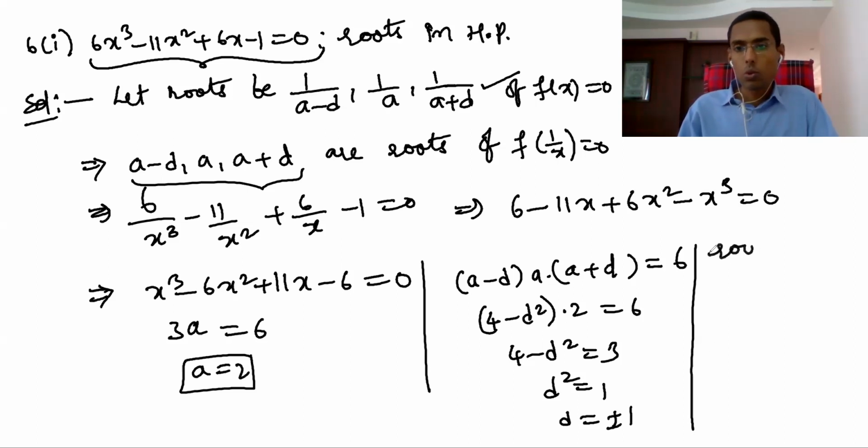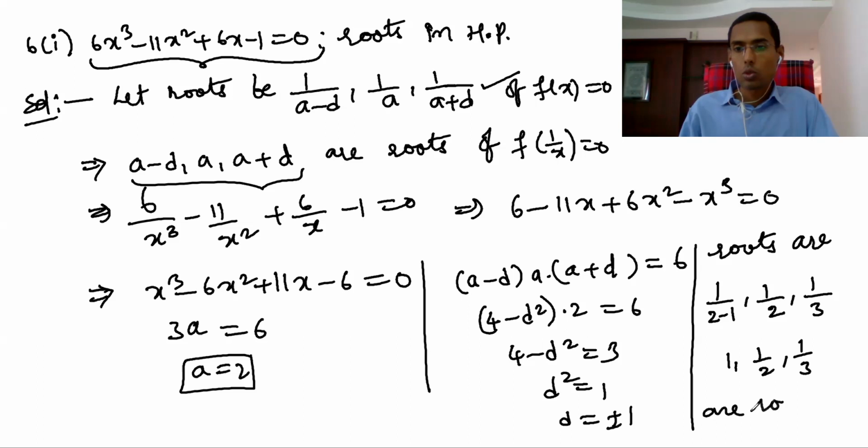Therefore, the roots of the given equation are 1 by a minus d. Here a is 2. So 1 by 2 minus 1, let's take d equal to 1. 1 by 2 minus 1, comma 1 by 1. 1 by a is 1 by 2, comma 1 by 2 plus 1, that is 1 by 3. These are the roots. That means 1, 1 by 2, 1 by 3 are the roots.